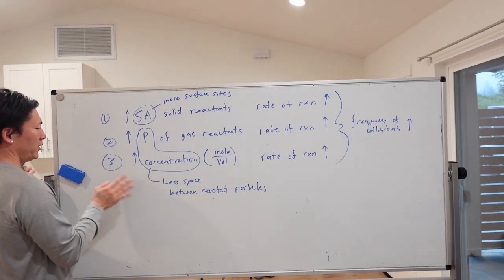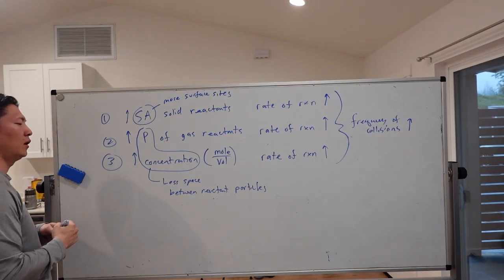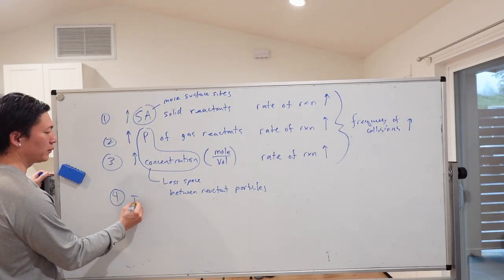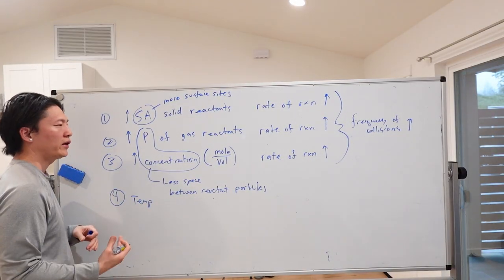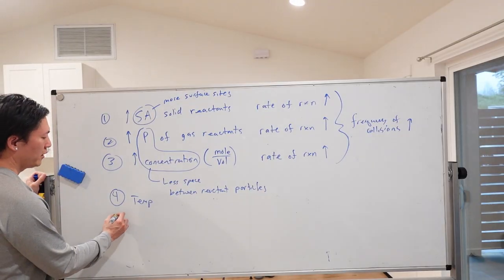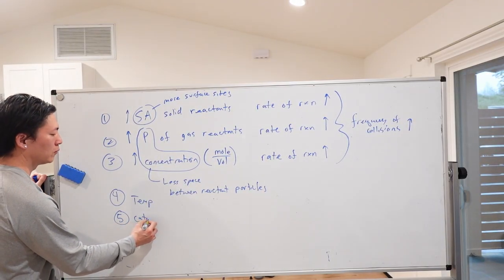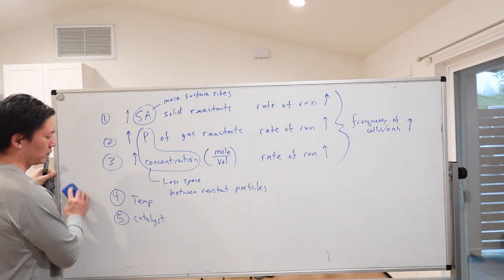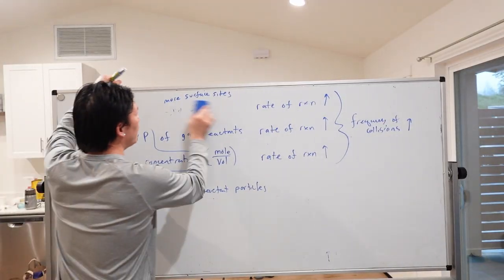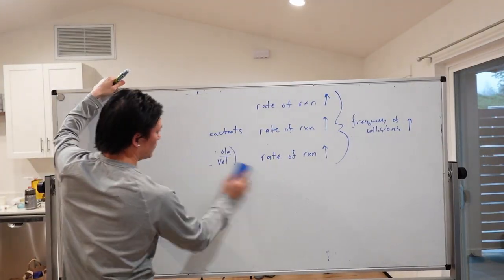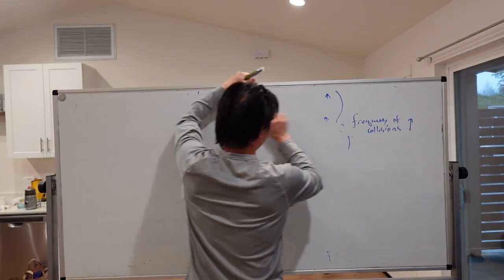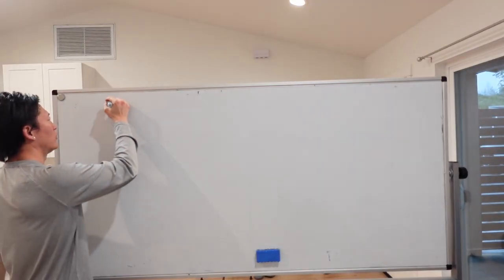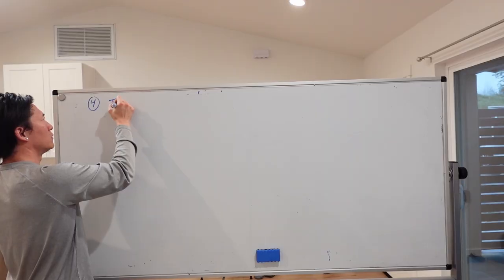Alright, now the next two are a little bit more complicated, but it's not so bad. So the next one I will talk about, number 4, is temperature. Temperature also causes the rate of reaction to increase. And number 5, a catalyst also causes the rate of reaction to increase. So we're going to talk about these two now. First off is temperature.